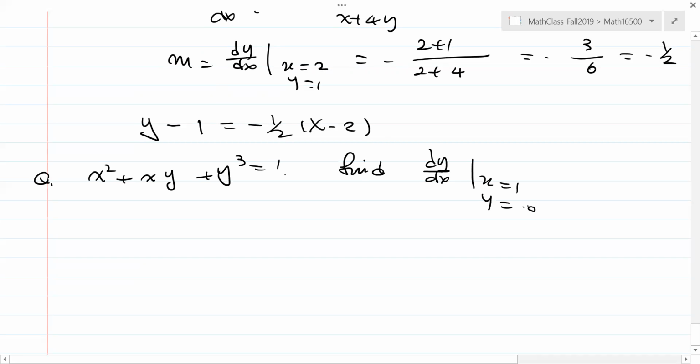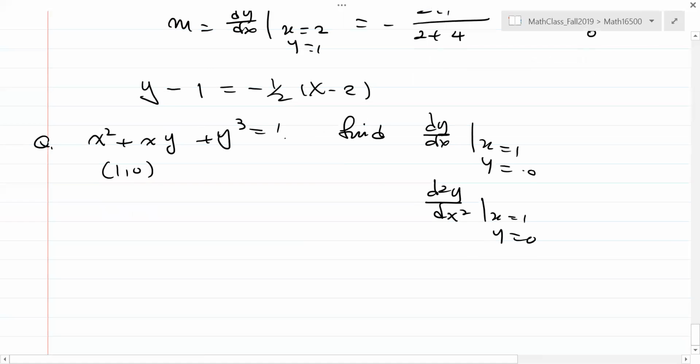So this is indeed a point on the graph, okay? And not only that, I want you to find the second derivative of y with respect to x. What does that mean? You know y is a function of x, so the derivative is another function, right? So you can differentiate many times. Of course, you can find the second derivative of y with respect to x.